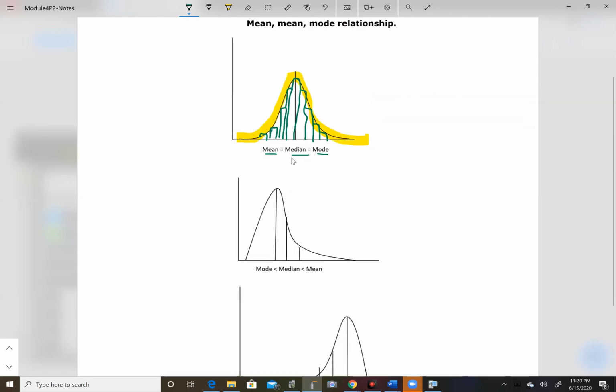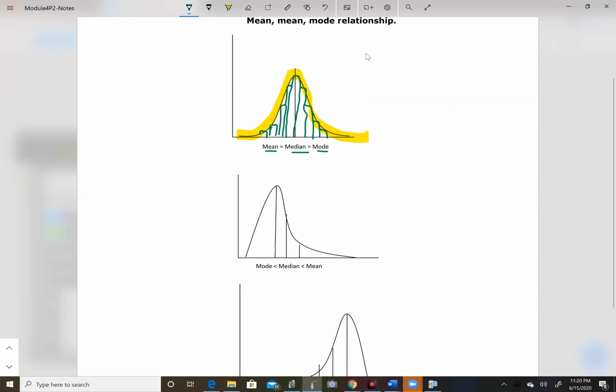And so let's just write these. And I think this becomes really important on the first test to know these names. So normal curve, okay?